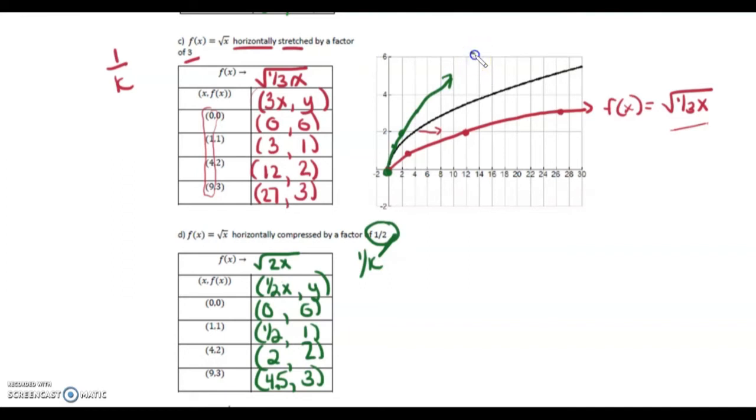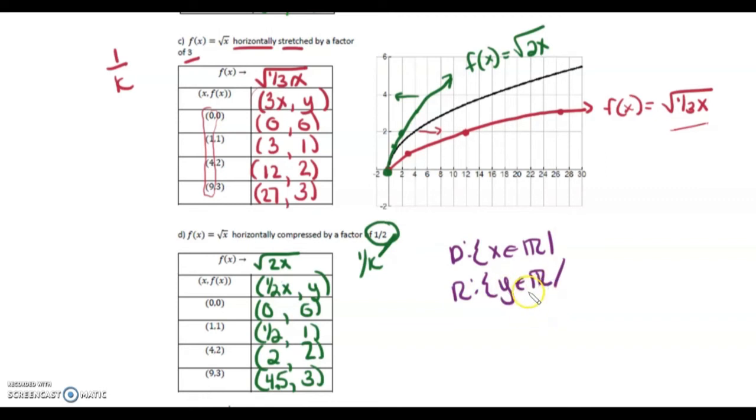Oops, I'm going to do f at x. Use that function notation we learned. Okay, so we can see with this one that we're getting a compression because we're getting closer to the y-axis. Now for domain and range, I always set up my domain and range. X is an element of the real number system such that, and y is an element of the real number system such that. And these two are going to be the same because we're going to have the same starting point, which is 0, 0.